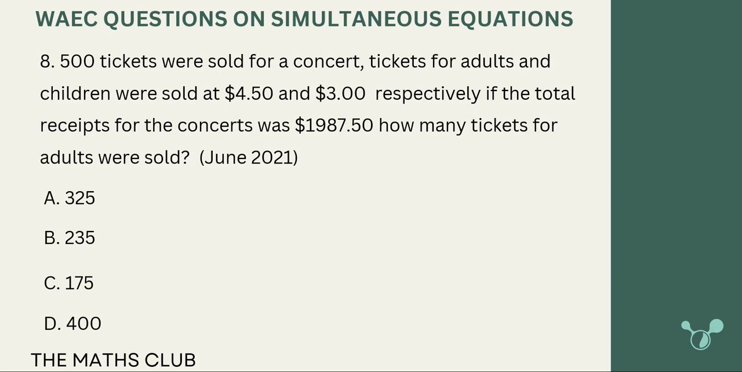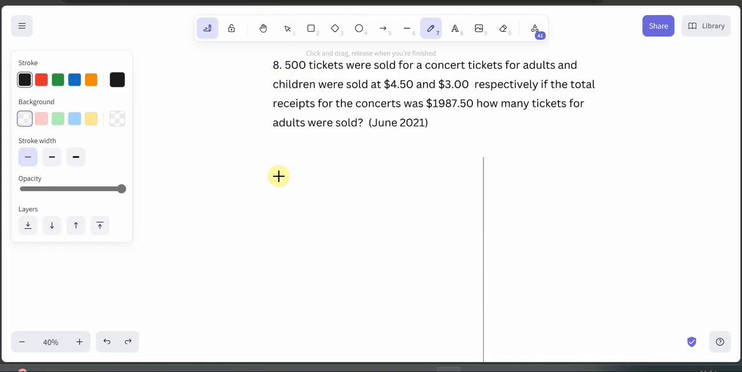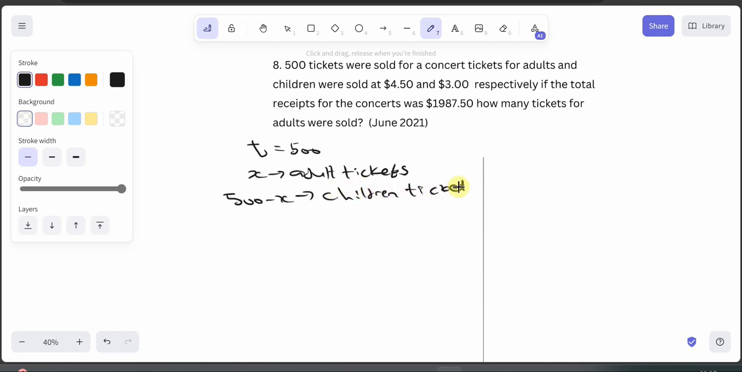Welcome back. Let's solve it together. So we're told that 500 tickets were sold, so that means total number T was 500. If 500 were sold and it is split into adults and children, so let's say X is for adults, that means adult tickets that were sold. And if total was 500 and it is split between adults and children, that means that 500 minus X would be the children tickets that were sold, right? Because the total of them would give me 500.